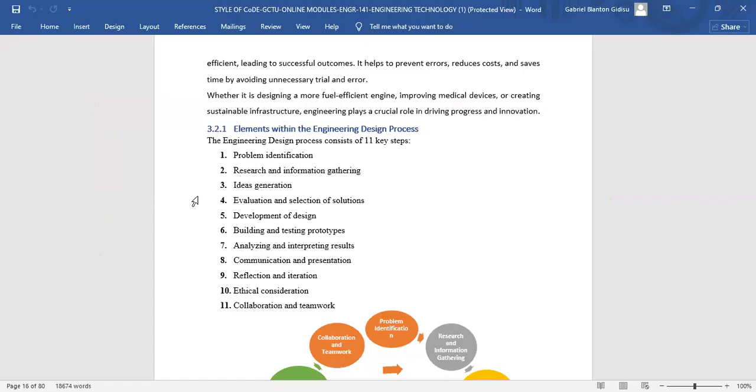Evaluation and selection of solution. So you created a concept, you created the idea, Pragya on water. Now you have to evaluate it. Is it really necessary? Or can something else be done about it? Can I change it a little?